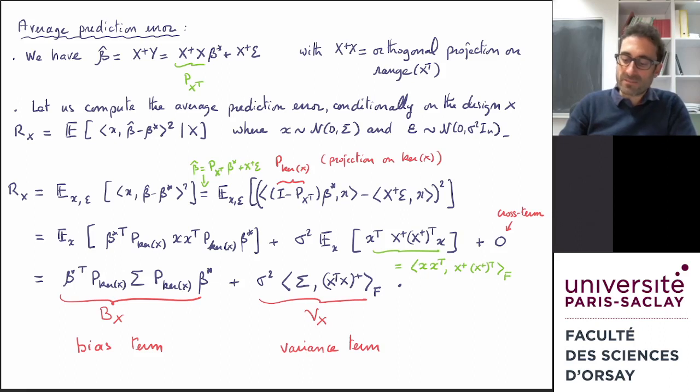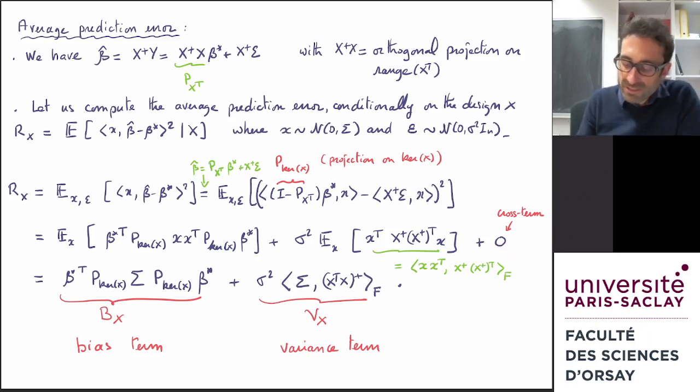Finally, I have an additional term, which is the cross term. If I take the cross term, the product of these two terms multiplied by 2, I will have an expectation that will be equal to 0, essentially because I have something that will be linear in epsilon. And since epsilon is centered and everything is independent, these cross terms are equal to 0.